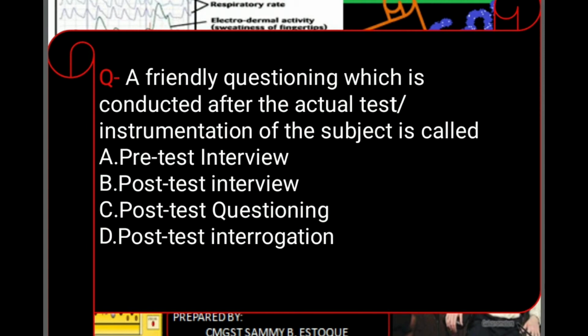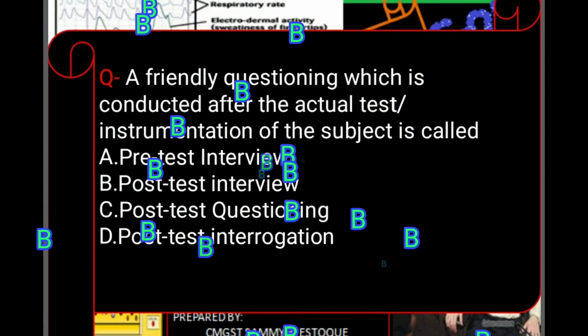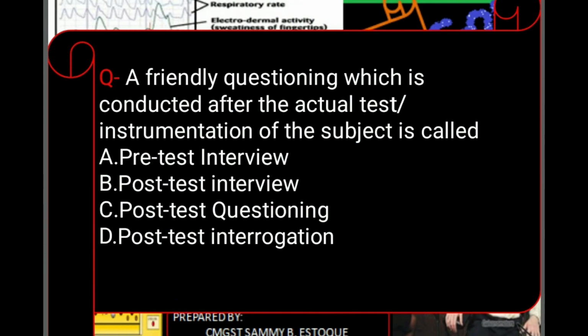However, if the person is telling the truth, based on your observation, then what would be the friendly questioning that should be conducted? That is called post-test interview. That is Bravo. Because there are two types of questioning that can be conducted after the instrumentation or after the actual test. Yung pong post-test interview, that is a friendly questioning of a truthful subject. Then yung pong post-test interrogation, which is aggressive questioning.